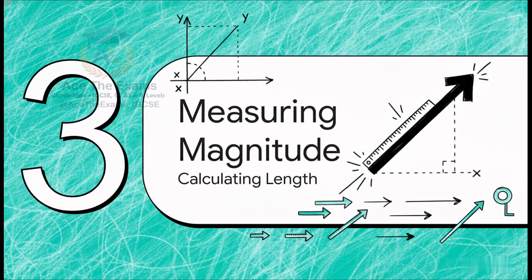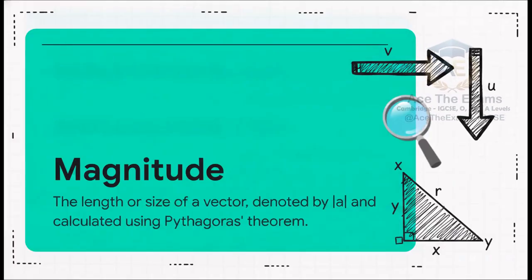Let's slide right into section 3, measuring magnitude. Magnitude sounds complex, but it's really just the formal math term for the size or the physical length of a vector. Obviously, the longer the length, the greater the magnitude. In our math notation, we show this by placing the vector inside these straight vertical bars, kind of like absolute value bars around the letter a.